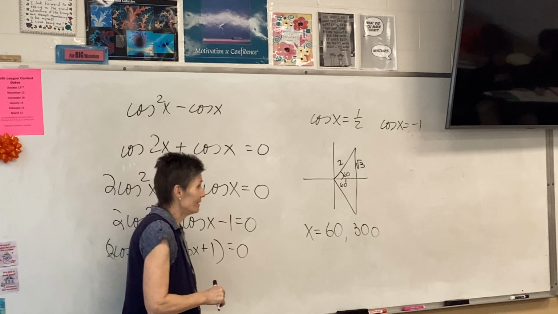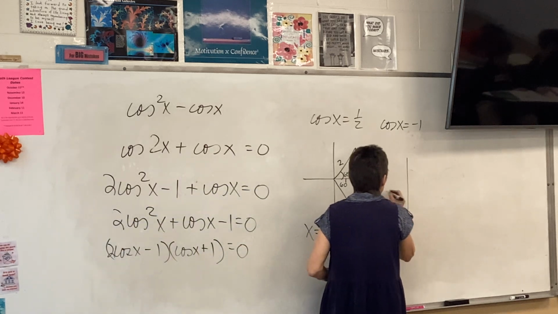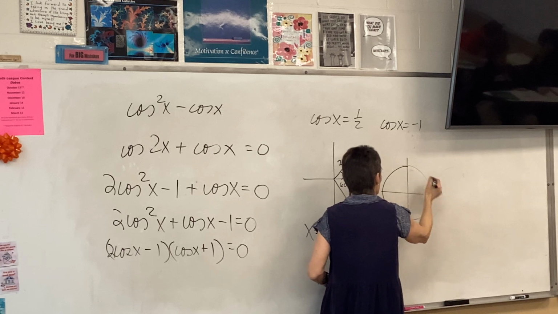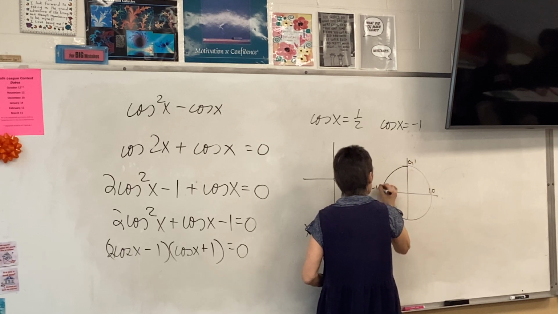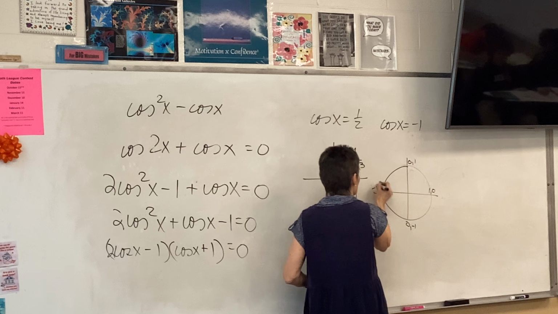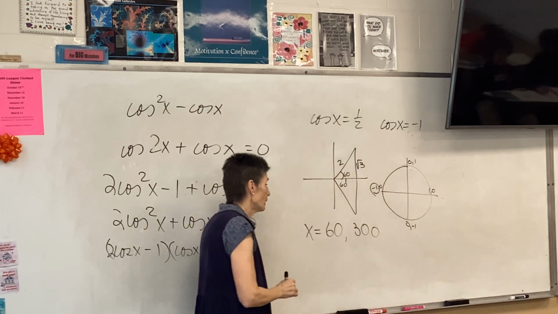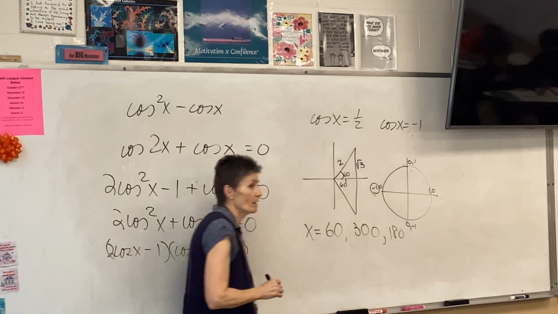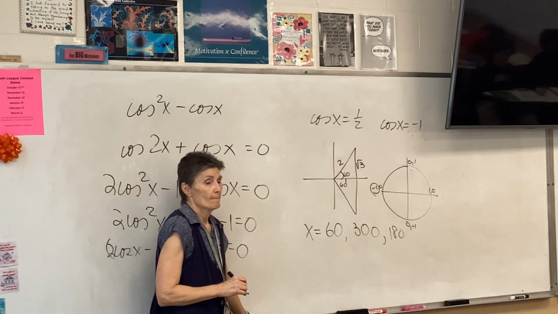All right, so here we are on our unit circle. 180. Where is the cosine negative 1? 180 degrees. So there are the answers to that question. Great job today, guys.